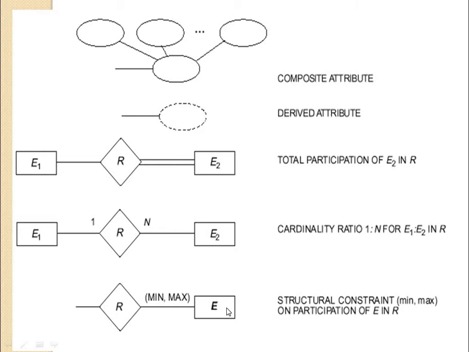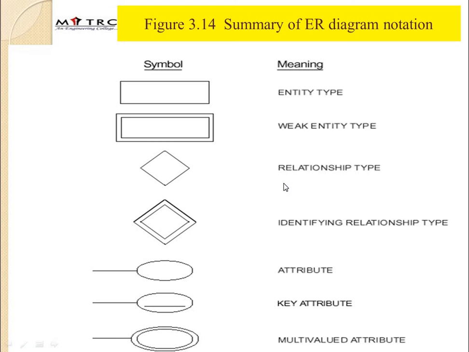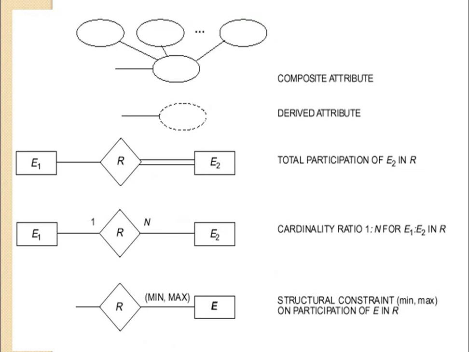If this is the entity E that participates in this relationship R with the specification of min-max as the structural constraint, then this is the symbol that represents it. So these are the different types in the summary of ER diagram notation. We are going to use these different types of symbols inside the entity relationship diagram, that is the ER diagram.